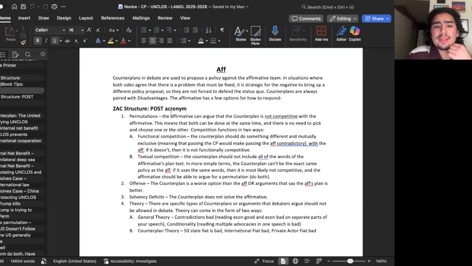Counterplans in debate can be answered by the affirmative using this acronym called POST. So POST, each one stands for a different argument. Let's break down what POST means. The first one is permutation.